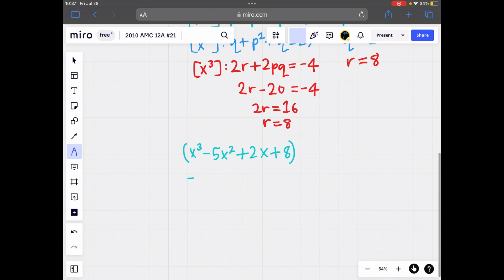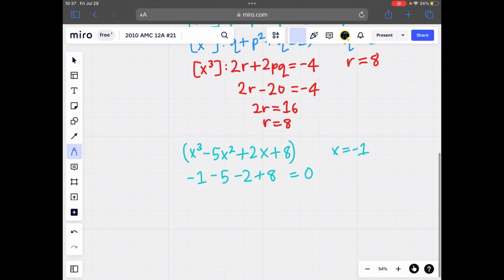And we have, if we plug in negative 1 for x, minus 1 minus 5, because negative 1 squared is 1. And then 2 times negative 1 is negative 2 plus 8. Minus 1 minus 5 minus 2 plus 8, that's obviously equal to 0, because minus 8 plus 8 is 0. So we have x equals -1 is a root of this polynomial x cubed minus 5x squared plus 2x plus 8.